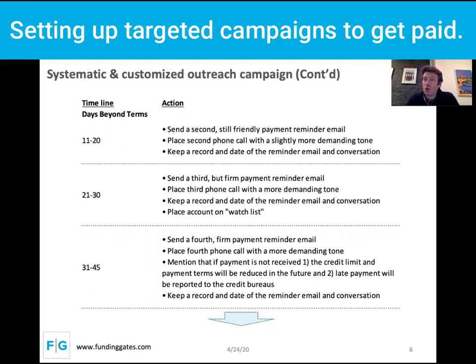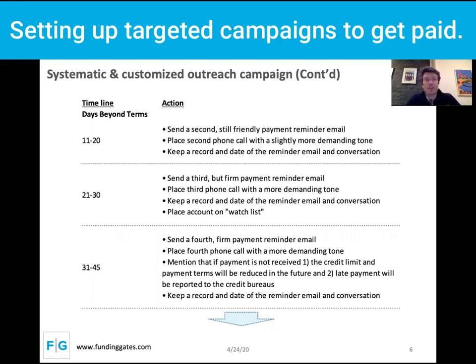So that you also know what type of touch points and how frequently those touch points need to be in order to increase the chances of getting paid, right? So the more information like that you can collect, the more efficient you are going to be at managing those customer relationships going forward. 21 to 30 days, these are a couple of examples. Send a third payment reminder and phone call. Again, keep a record of everything.